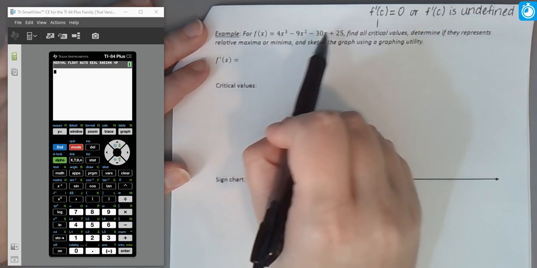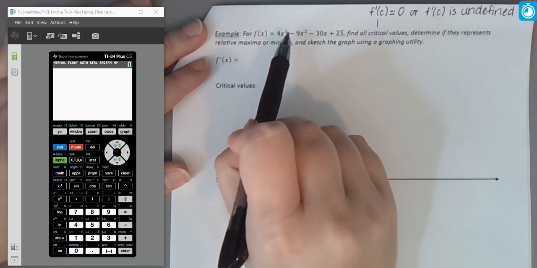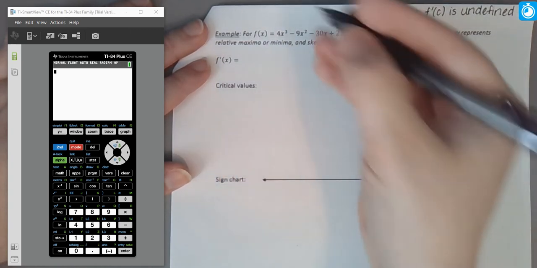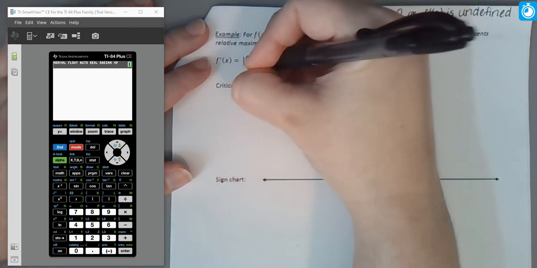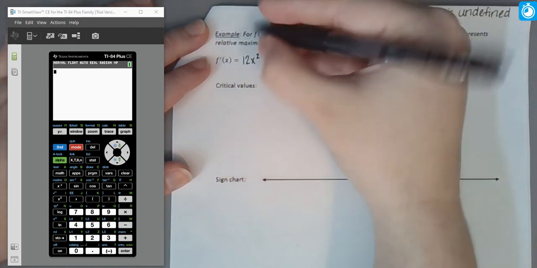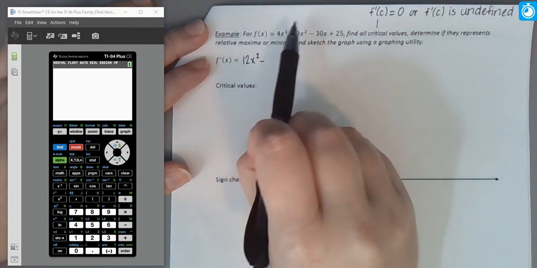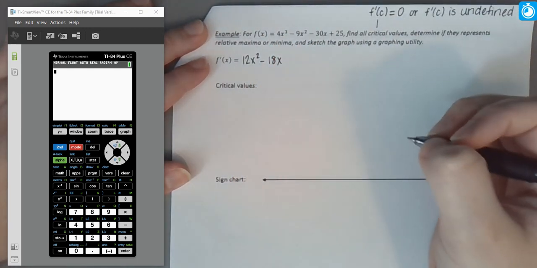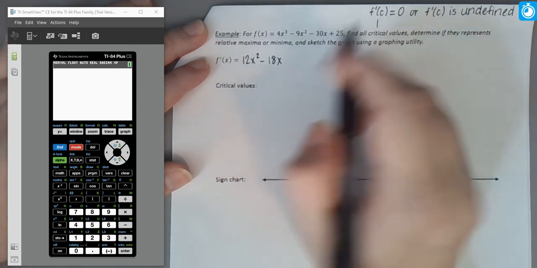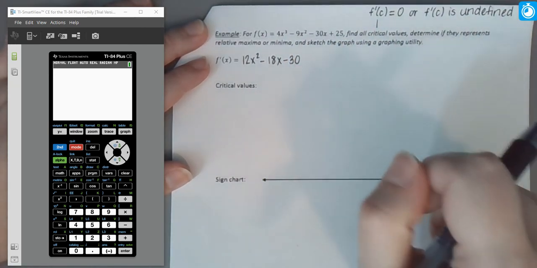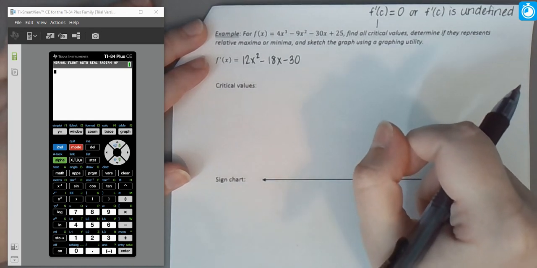We can use the sum and difference rules, go term by term. We can use the power rule, we can use the constant rule. So our first term, we take its derivative, we're going to have 12x squared. Second term is negative, okay? And then we bring down our 2, so 18x. And then our last one is going to be 30, so minus 30. And then we take the derivative of that constant and it goes to 0.